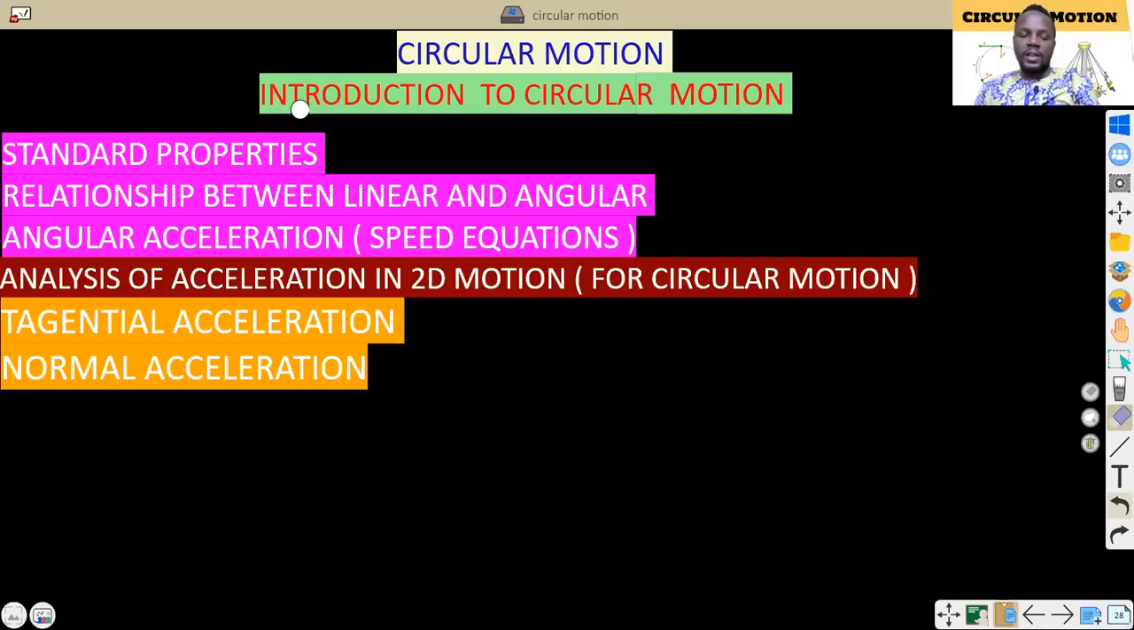As you can see from the slide, we have standard properties. We have the relationship between linear and angular acceleration with respect to speed. We have to analyze acceleration into tangential and normal terms. Then we have about four other slides apart from this. So I will build on what you have learned in early classes, and if not, we are still going to get what we're talking about.